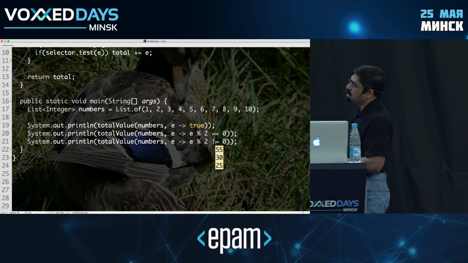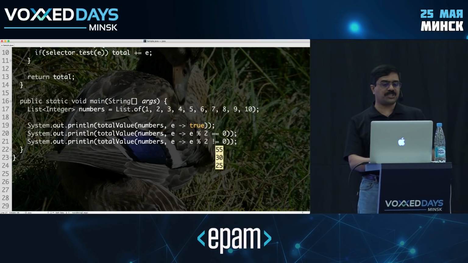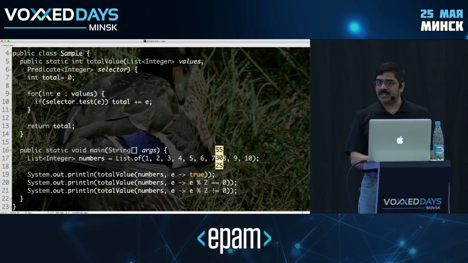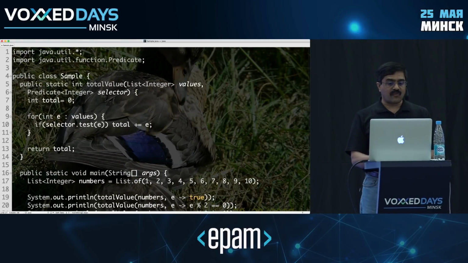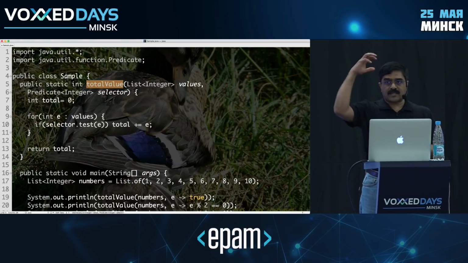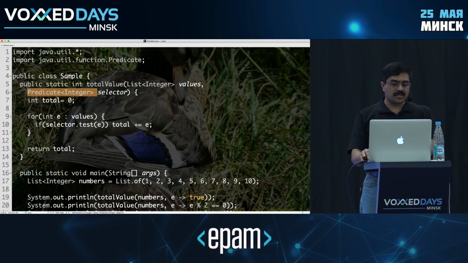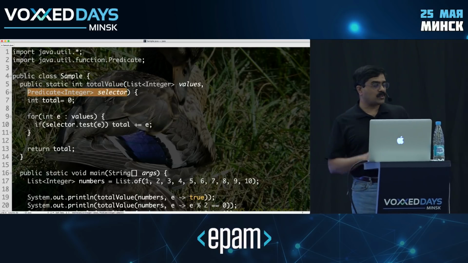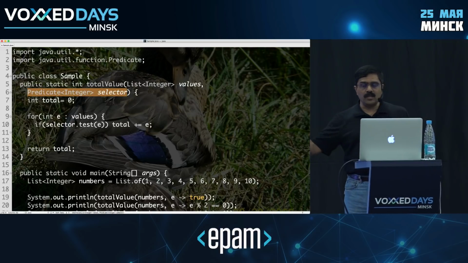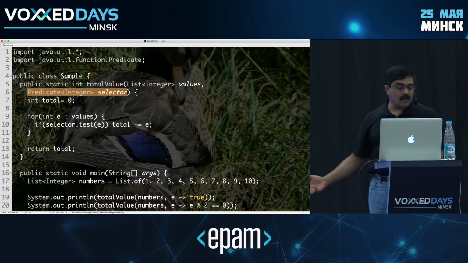So if you look at this code, what did we just do in this particular function? We created a strategy pattern. How so? Because this function total values provides the engine for the computation, but the strategy is determining what value to actually total. So in other words, you can use the predicate as a way to implement the strategy.